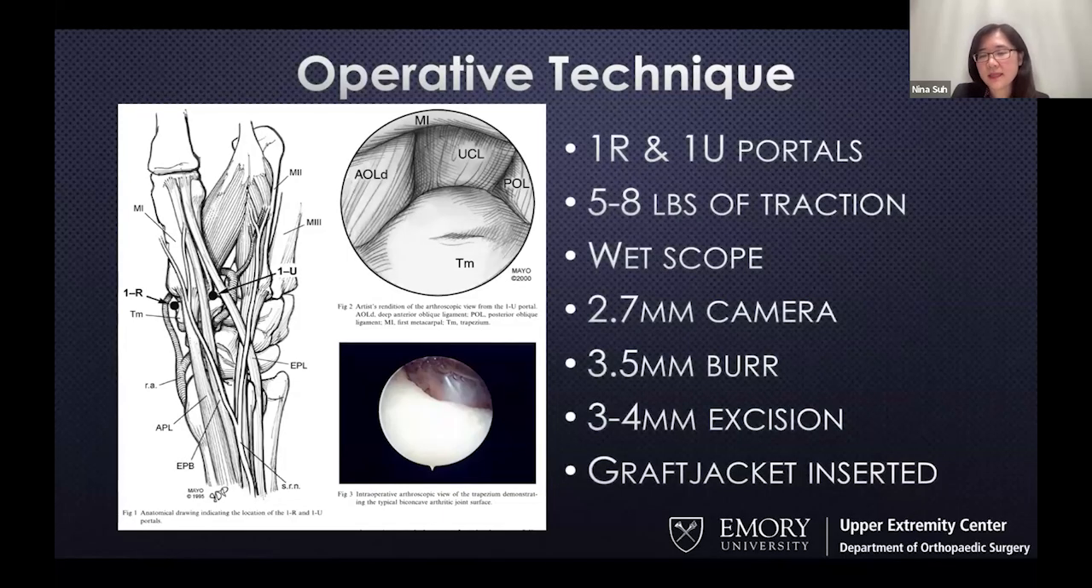I think most arthroscopic techniques can be done under dry scope nowadays, and I think that's what most surgeons would do. They also used a 2.7 camera. Most nowadays would use a 1.9. It just allows a little bit more freedom in there. They also used a 3.5 burr to, of course, shave down the trapezium. And they took out about 3 to 4 millimeters of excision and then placed the graft jacket after they had created that space.